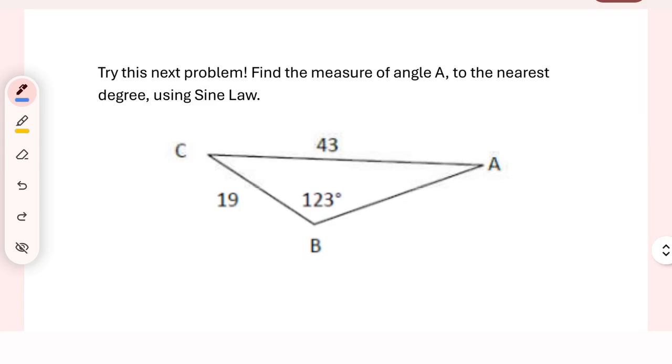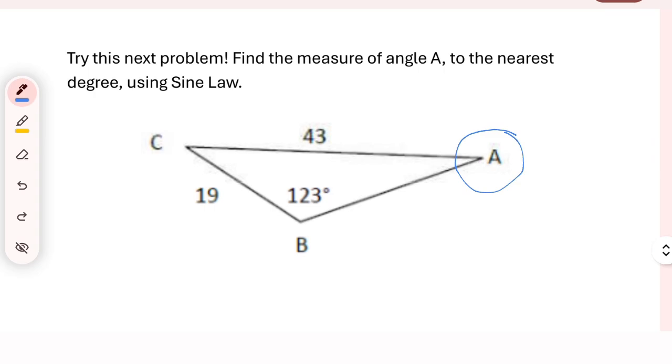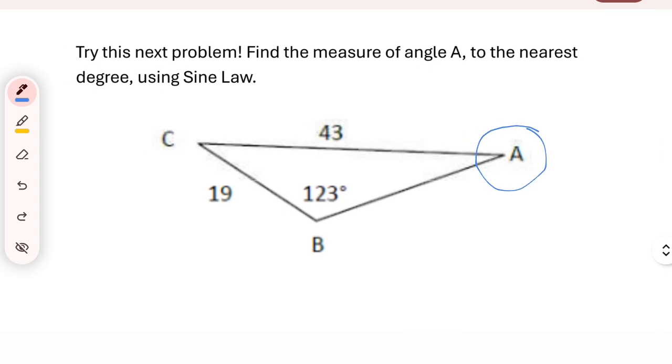I want you to find or measure angle A. So the unknown is the big A. This angle here of the triangle is unknown, to the nearest degree, using the sine law. So I want you to pause the video. You have here this side is known, and the angle opposite that side is also known. The angle opposite of big A is known. This is small a. So I want you to use sine law to solve for angle A.